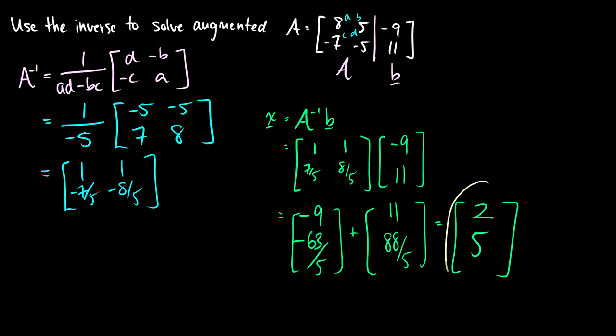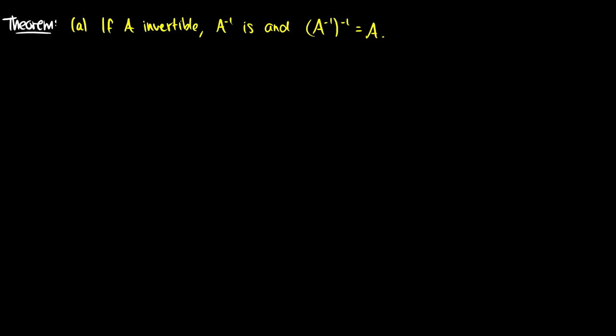And of course, you can always check that AX is equal to B. So if you take the original matrix A and you multiply it by this X vector 2, 5, you will get negative 9, 11 back. And you can check that on your own. So now that we know how to use it, we should learn some extra properties of inverses.